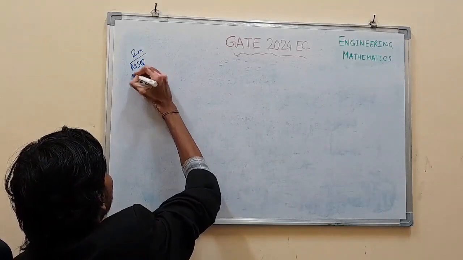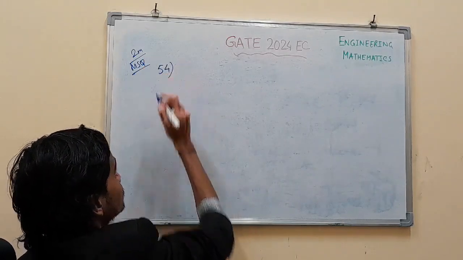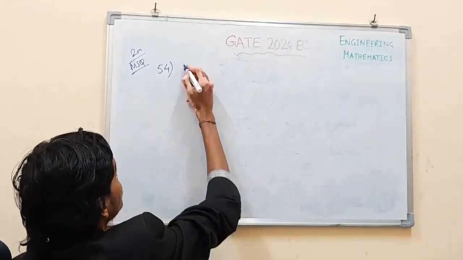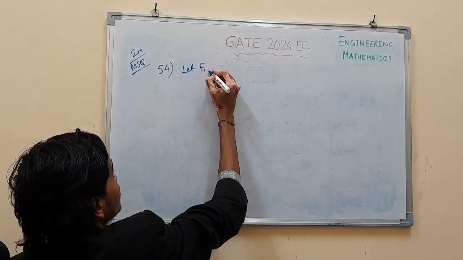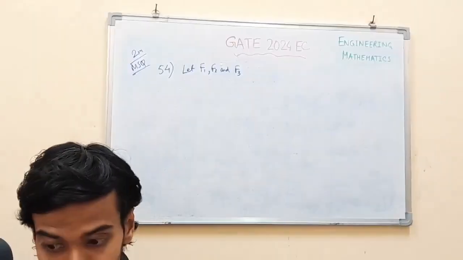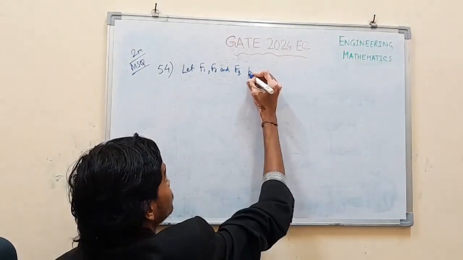MSQ. Question 52. It is given: let F1, F2 and F3 be functions of x, y, z.